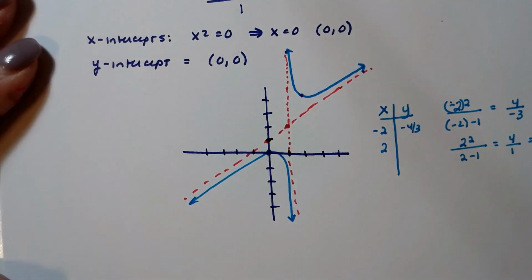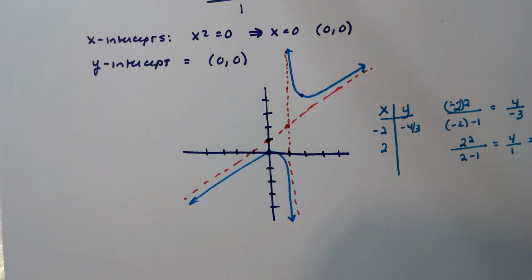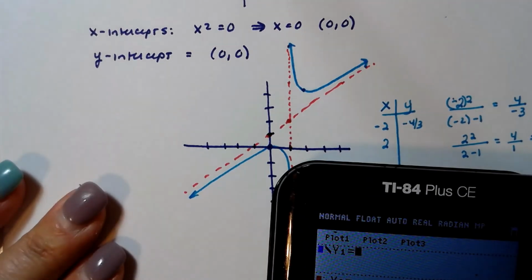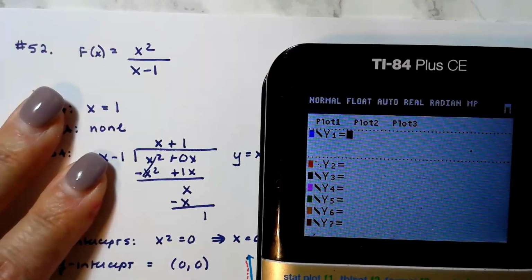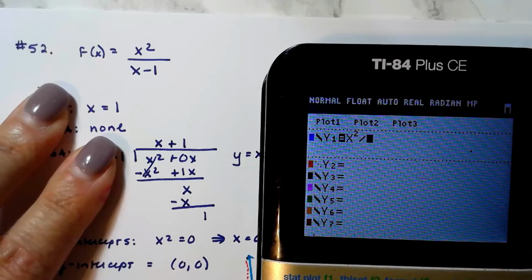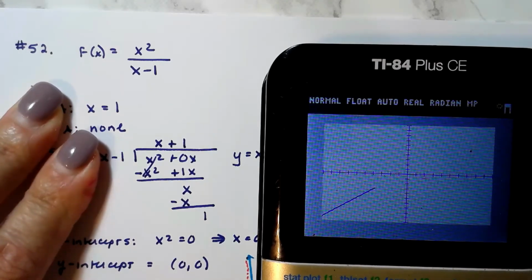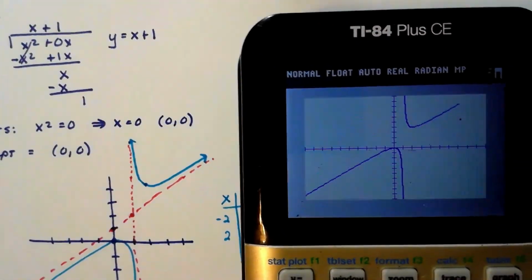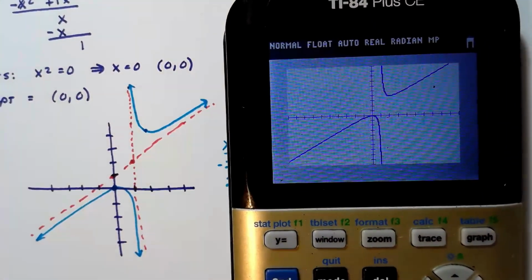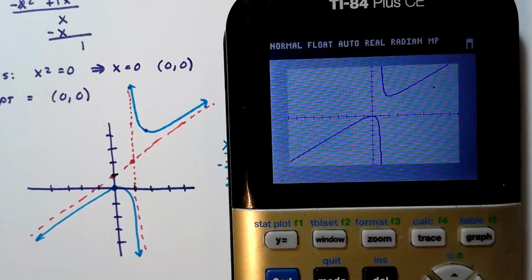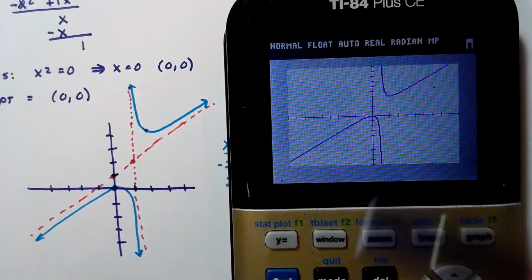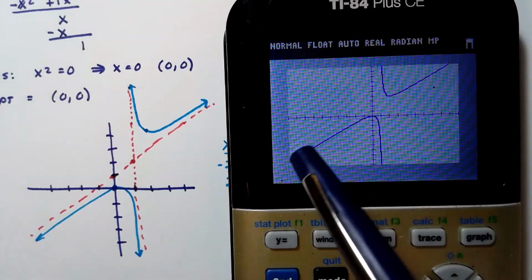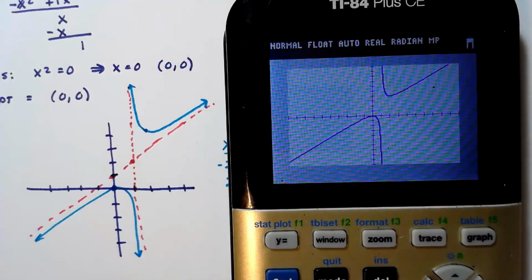And I'm done. And again, if I want to verify that with my calculator, I just have to enter the original function, which was x squared divided by x minus 1 into the calculator and hit the graph key, and there it is. Okay, you can see at x equals 1 there's a vertical asymptote, and at the line y equals x plus 1 there's a slant asymptote.